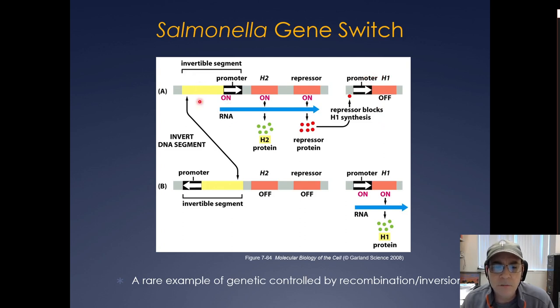But this can switch and flip and invert so that the promoter is opposite H2, and so you don't have any H2 expression or any of the repressor, and that leads to expression of H1. So this is a rare example of how you can control gene expression by recombination and inversion. Like I said, it's a rare example, but it's a cool one nonetheless.